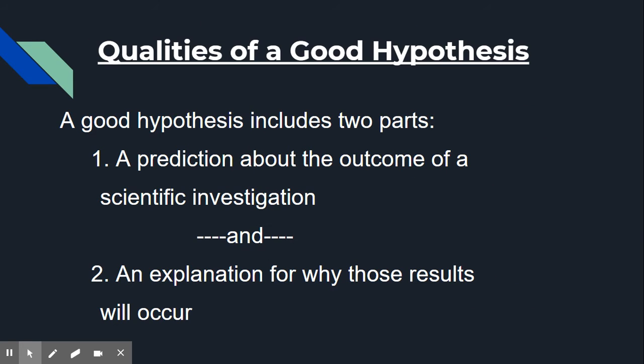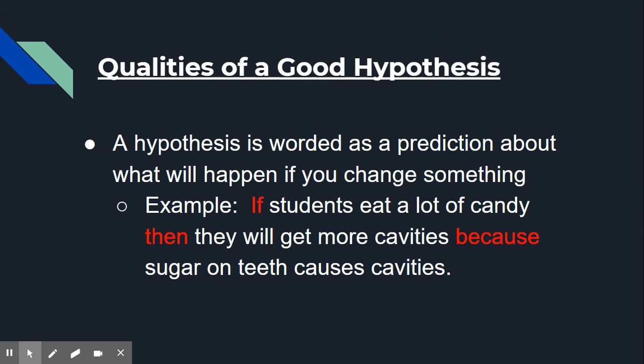So here are two qualities of a good hypothesis. One, a prediction about the outcome of a scientific investigation, and an explanation for why those results will occur. So we need a prediction and an explanation to have a good hypothesis. So a hypothesis is a word of prediction about what will happen if you change something.